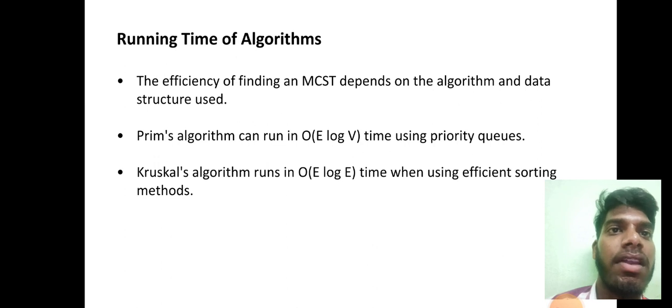Running time of algorithms. The efficiency of finding a minimum cost spanning tree depends on the algorithm and data structure used. Prim's algorithm can run in O(E log V) time using priority queues. Kruskal's algorithm runs in O(E log E) time when using an efficient sorting method.